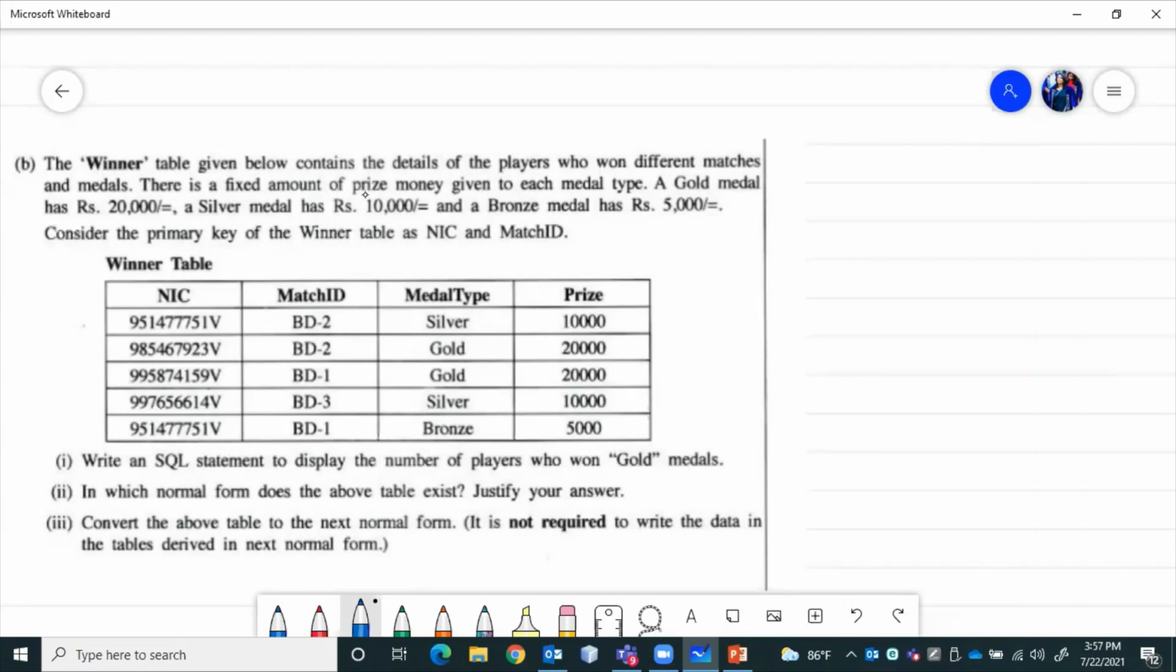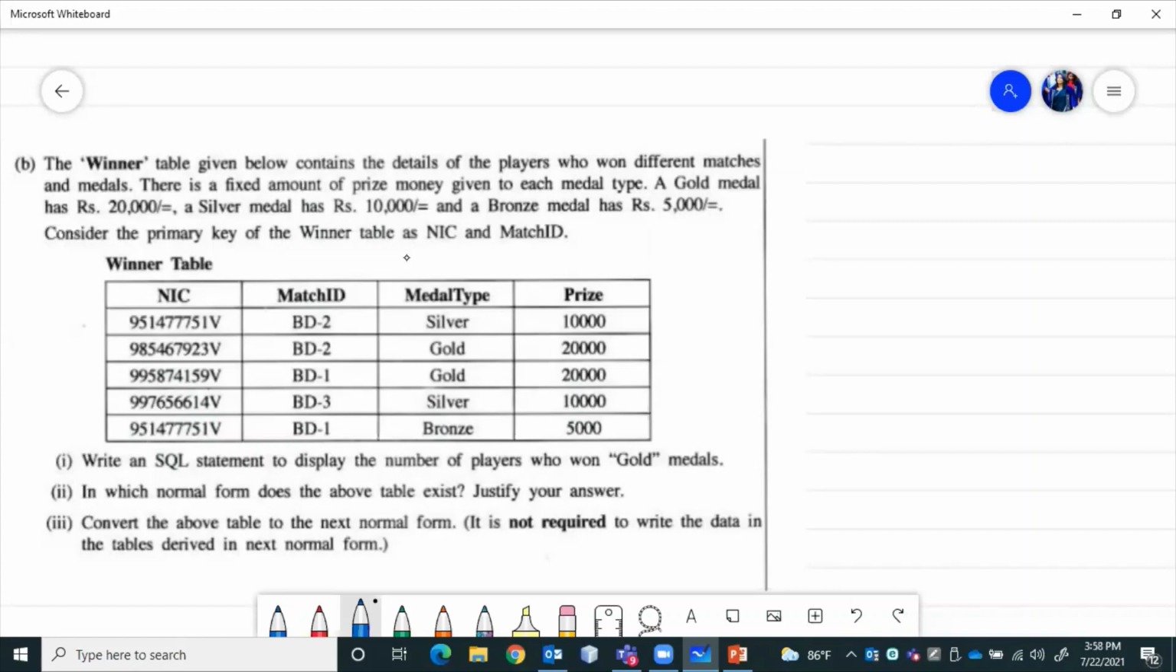There is a fixed amount of prize money given to each medal type. That means the price depends on the medal type. A gold medal has 20,000, a silver medal has 10,000, and a bronze medal has 5,000.